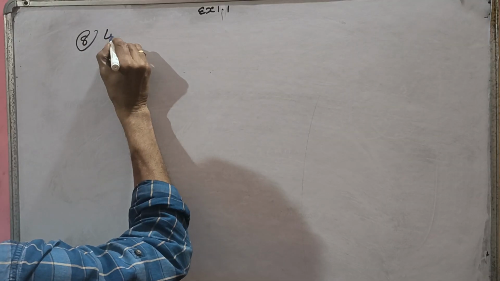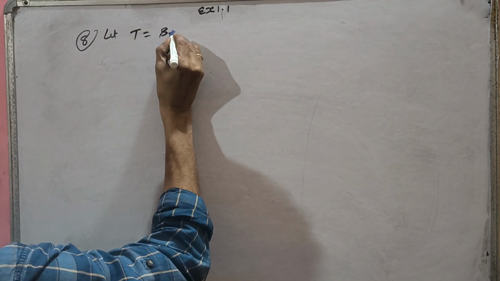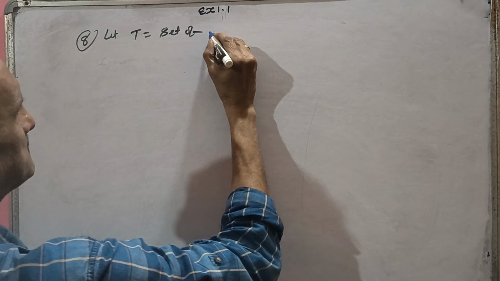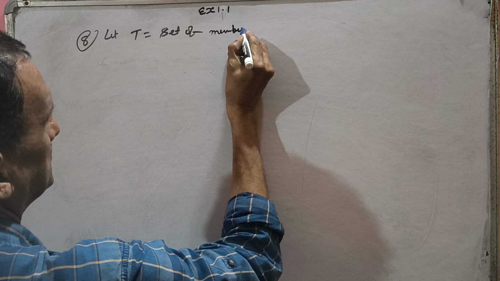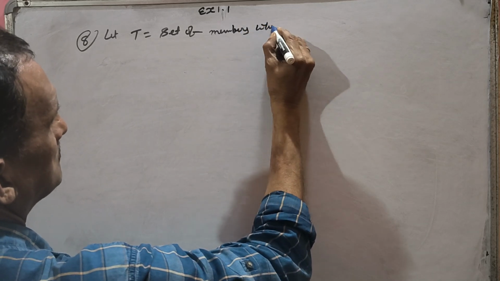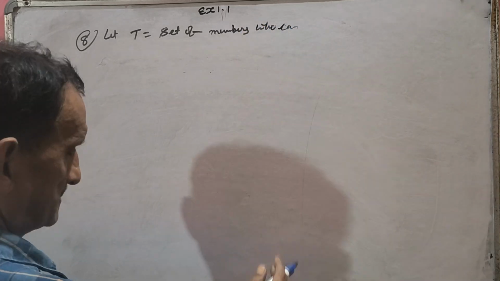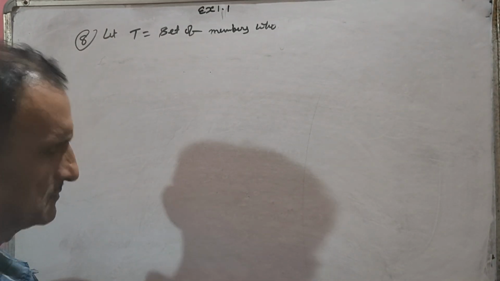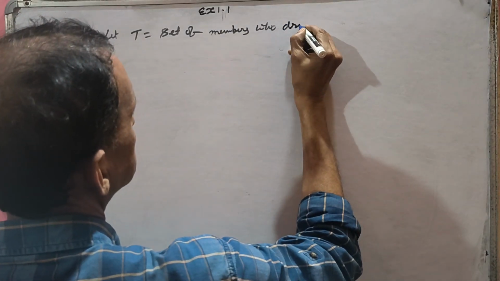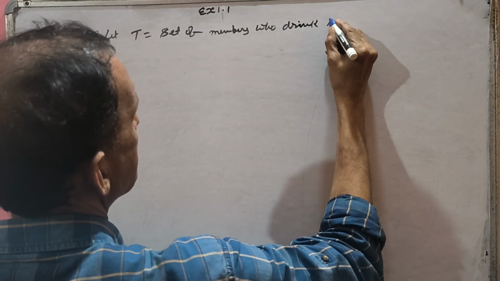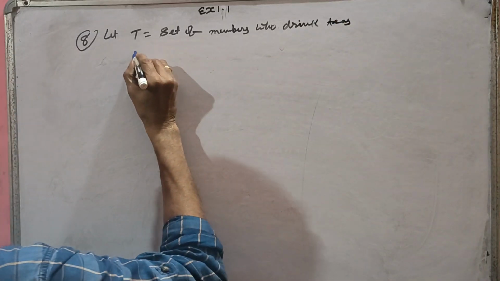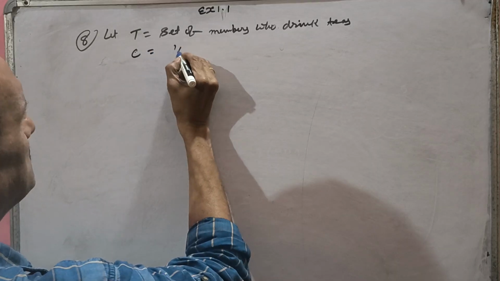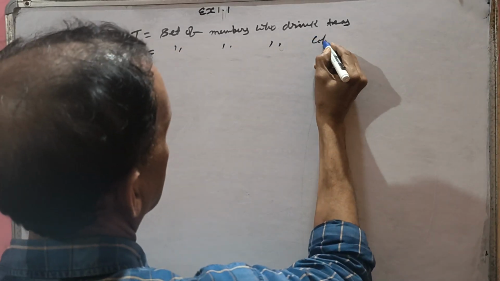Number 8, let T equal to set of members who drink tea. And then you can write C here for coffee. C equal to set of members who can drink coffee.